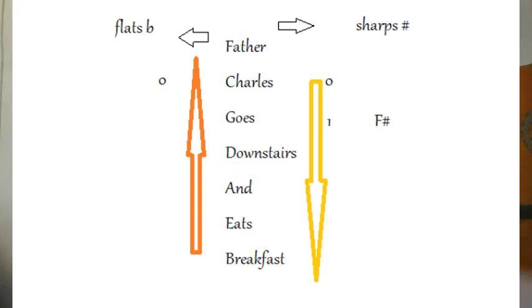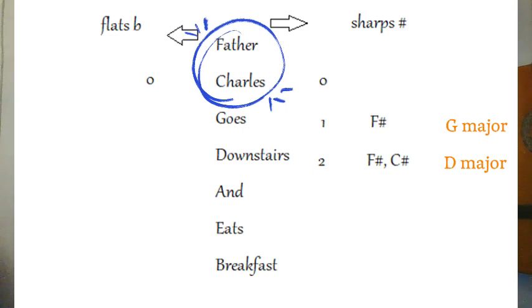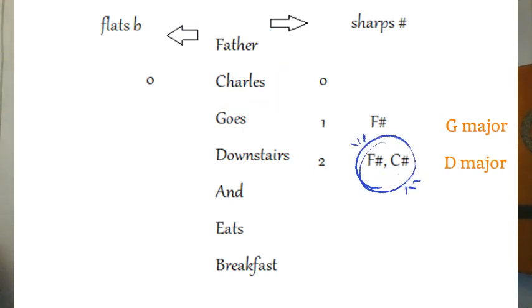And now we'll work with sharps, and we're going to be moving down on the right hand side. You will see the first sharp is F sharp, and it belongs to goes, or G major. We know it's an F sharp and not another sharp, as we add our sharps in order of our rhyme. And our rhyme starts with father, so F sharp. Moving on, next down the list, downstairs, or D major, has two sharps, father and Charles, or F sharp and C sharp, in order of our acrostic rhyme. And so it continues to the end of our list.